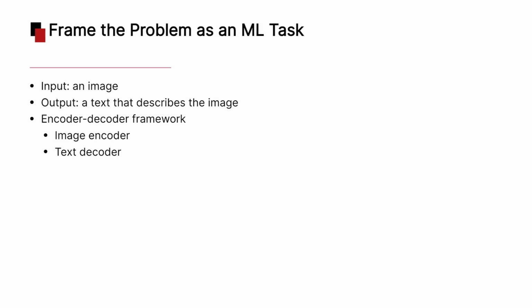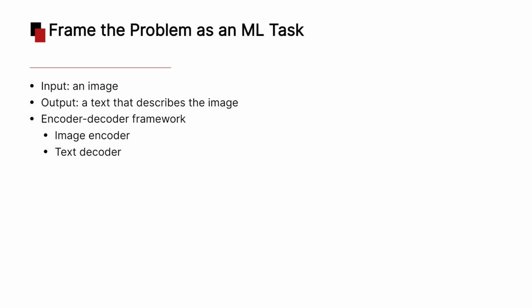In this project, our goal is to take an image as input and generate a descriptive text caption as output. This means our problem is essentially a sequence generation task, but instead of generating text from text, we're generating text from visual input. The most common approach is to frame this as an encoder-decoder problem. The image encoder is responsible for extracting meaningful features from the input image. For example, a convolutional neural network or a vision transformer can be used to represent the image as a high-dimensional feature vector. These image features are then fed into the text decoder, which generates the caption word by word.